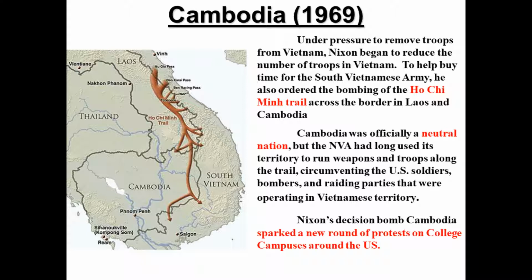Basically, the Ho Chi Minh Trail goes up and down the border of Vietnam, just across the border in the countries of Laos and Cambodia. So the North Vietnamese have been using another country's borders to move men and material from the north into the south this entire war.